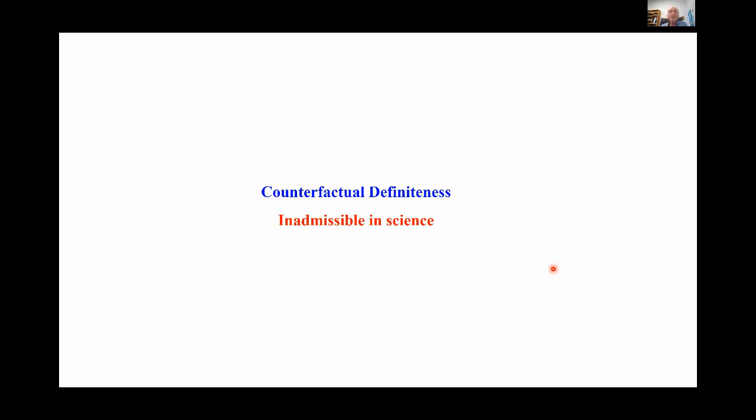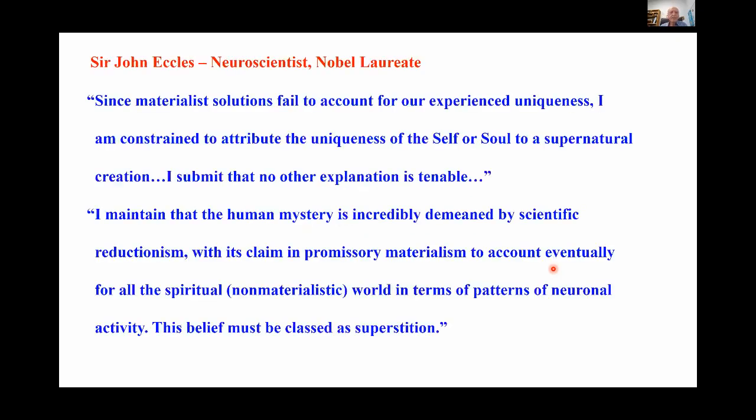I would like to quote here some views about consciousness that challenge the purely materialistic theories. Sir John Eccles, who was awarded the Nobel Prize for his contributions in neurophysiology, is an outspoken dualist. He says, "Since materialist solutions fail to account for our experienced uniqueness, I am constrained to attribute the uniqueness of the self or soul to a supernatural creation. I submit that no other explanation is tenable."